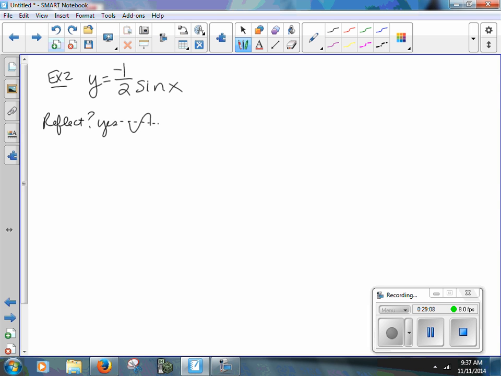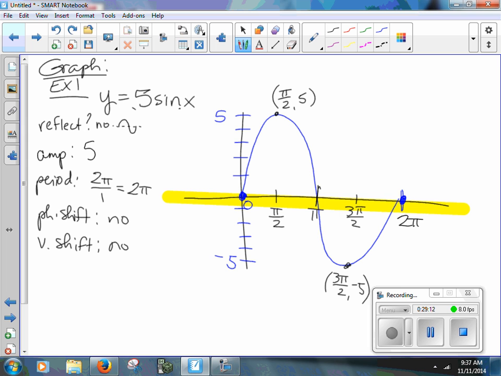Right? Why does the other one not reflect? Because it was positive 5. Isn't it reflecting then? No. Why is it, when it's upside down, it reflects? Because it is, based on the table of values from yesterday. Okay?